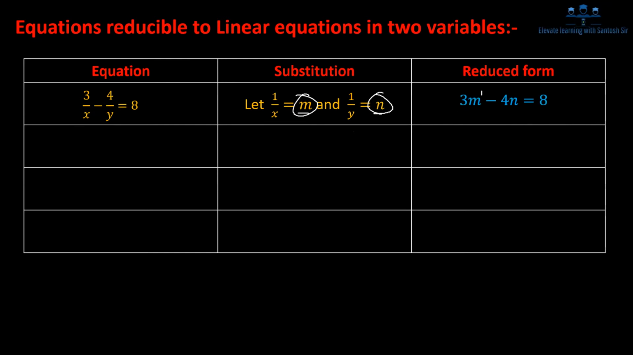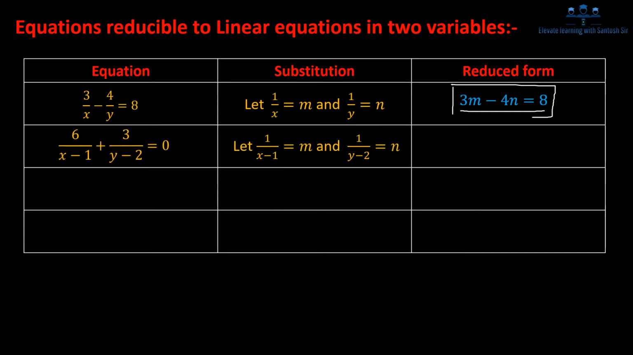Now observe the power of the variables over here. Both m and n have the power 1. So this is a linear equation in two variables. Let's take the next example that we had over here. In this case, we can substitute 1 upon x minus 1 as m and 1 upon y minus 2 as n. So we will get 6m plus 3n is equal to 0. Now this is looking like a linear equation in two variables.